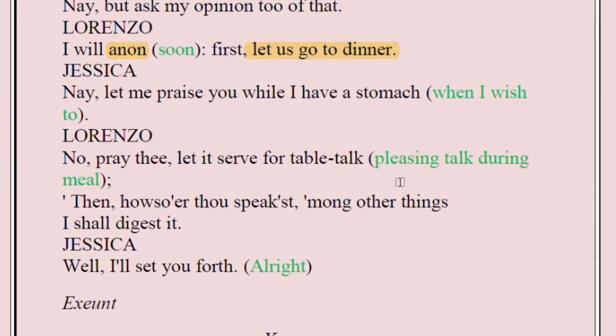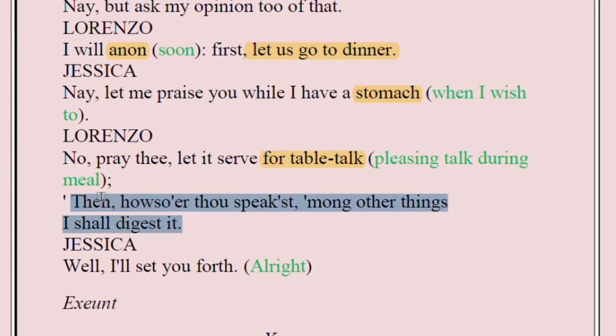Jessica: Nay, let me praise you while I have stomach. While I have stomach means when I wish to describe you or discuss how you are, then you allow me to do that. Why are you saying that? Okay, later on you talk about that. Lorenzo: No, pray thee, let it serve for table talk. No, no, let us go and start having our food, and while we are having our meal, we will discuss this. Jessica: Then, howsoever thou speakest, among other things, I shall digest it. While we are having the food, if you say something bad about me, then I'll digest it with the good food that I am having. Lorenzo: Well, I will set you forth. Okay, all right, let's go and start our dinner.